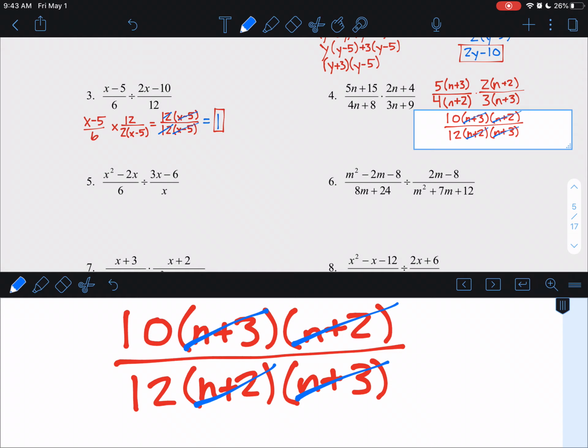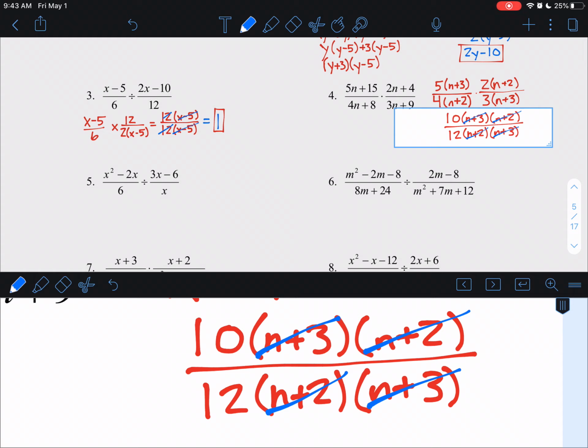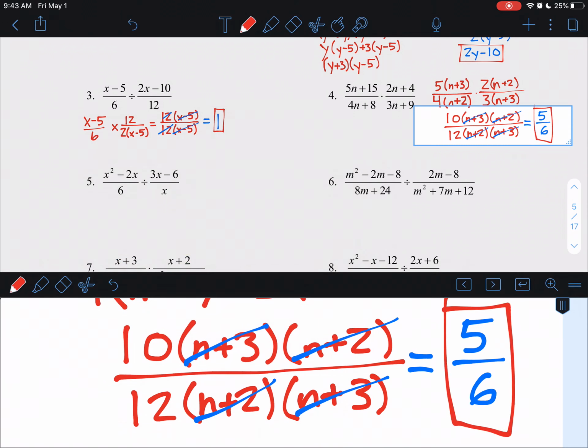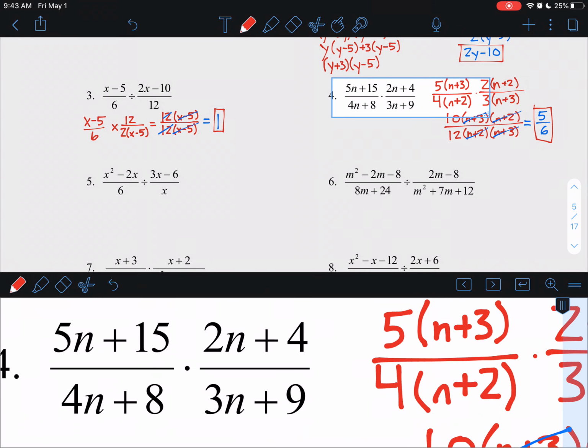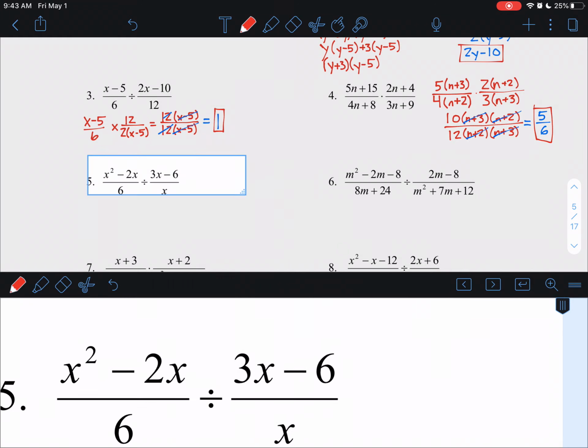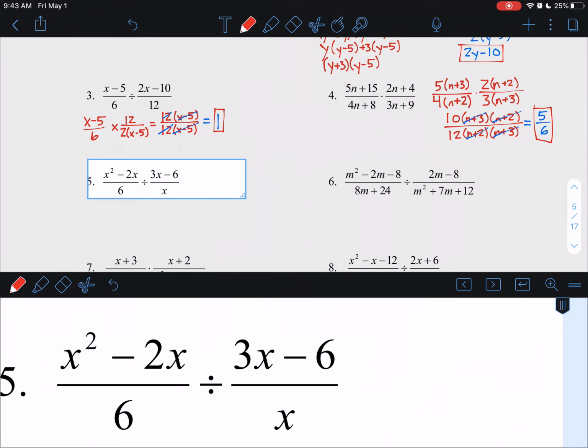And 10 over 12 is a fraction that's going to simplify because 2 goes into both 10 and 12. So my solution is not 10 over 12, it is 5 over 6. Because 10 divided by 2 is 5, 12 divided by 2 is 6. Here's my answer. 5/6. Which means 5n plus 15 over 4n plus 8 times 2n plus 4 over 3n plus 9 is 5/6. That's it. Cool. Okay, let's get on to number 5 then.